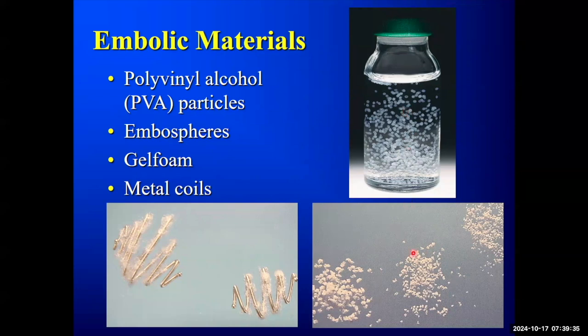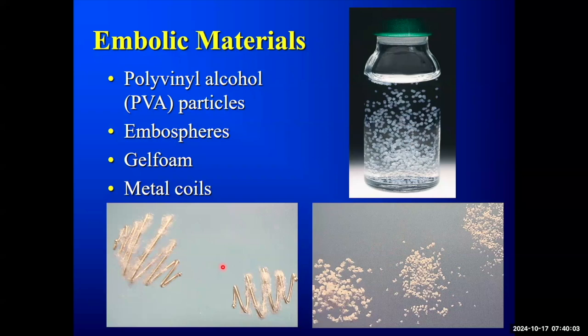And although these particles are numbered in terms of, say, 300 to 500 microns, because of the shape of them, they're all sticky. They clump together. So they actually act as larger particles than that. Whereas the embospheres, which are similarly calibrated, act in a somewhat smaller way. So, for example, when I do a UFI, if I use PVA, I use 300 to 500 microns. And when I do a UFI with embospheres, I use 500 to 700.